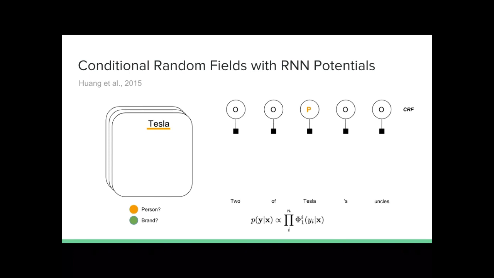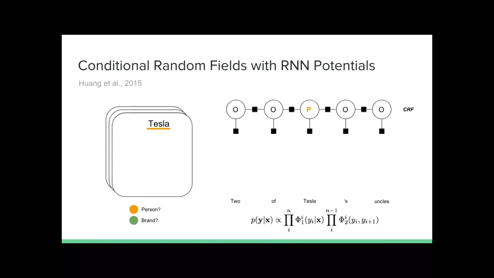these potentials are actually so-called local potentials. They look at a single variable here. So these black boxes correspond to terms in this probability distribution. And they say, oh, I like an O for this label, and I don't like a P for this label. They only look at a single label, and they essentially reward or discourage certain labels for this particular token.